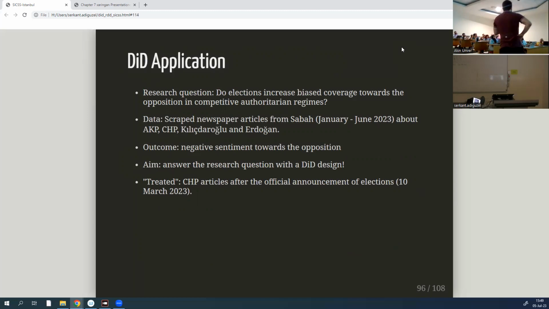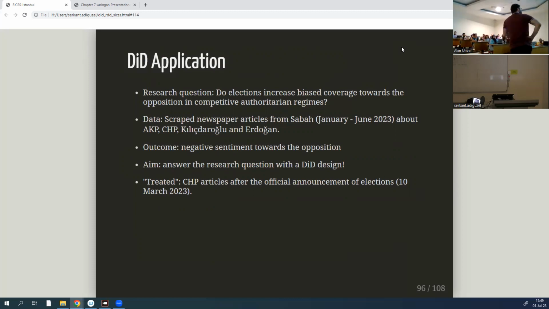I wanted something simple, like a canonical design, and I also wanted some sort of media data. Unfortunately, it's not social media data. The question is: do elections increase biased coverage towards the opposition in competitive authoritarian regimes like ours? So I scraped the Sabah newspaper, a pro-government newspaper, and the outcome is negative sentiment towards the opposition in newspaper articles. I want you to answer this question with a simple DID, a canonical design.